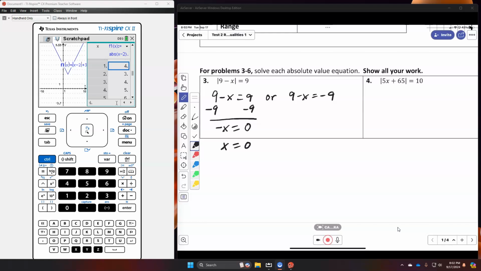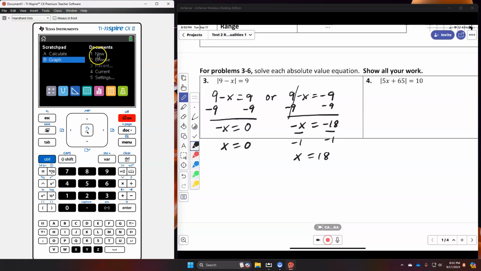The second answer, we subtract 9 from both sides. So we have 9 minus 9, which is 0. So we have negative x equals negative 18. And then we divide by negative 1. So x equals 18.